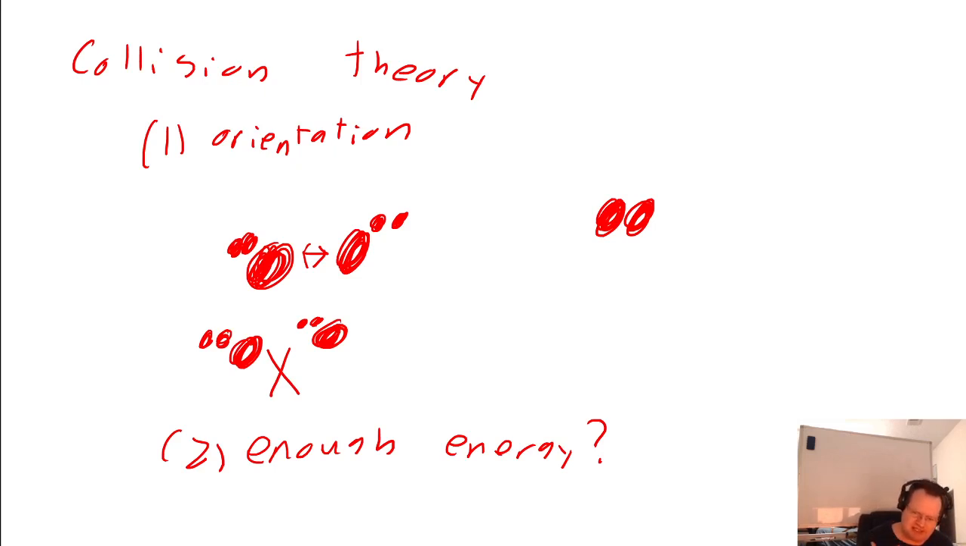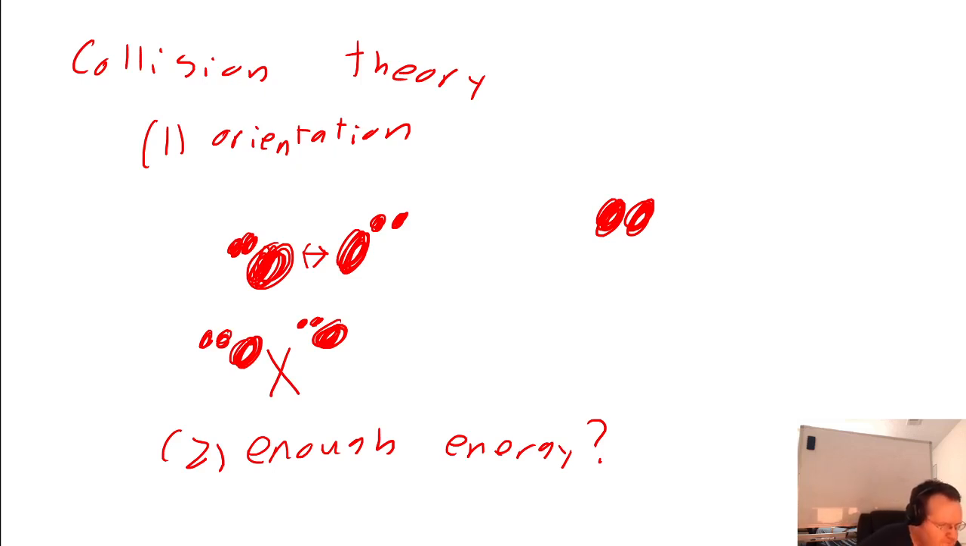So this is how to think conceptually about why reactions happen versus why they do not. They need to have enough energy and they need to be the right orientation. If both of those things happen, it is an effective collision, and then a reaction can occur.